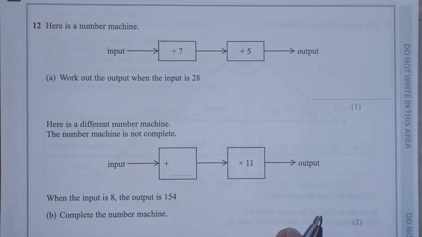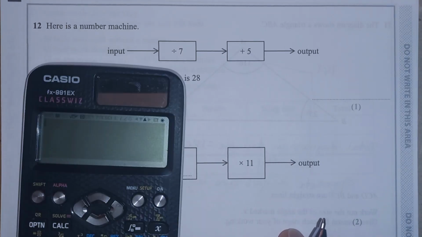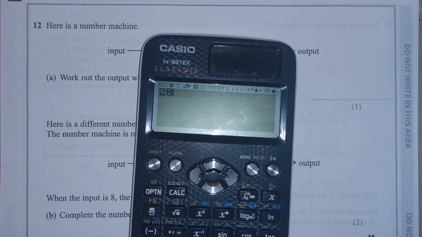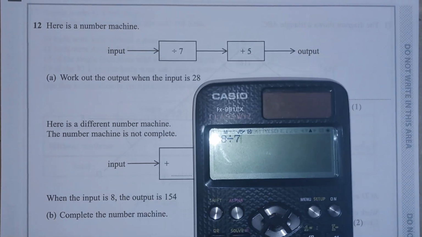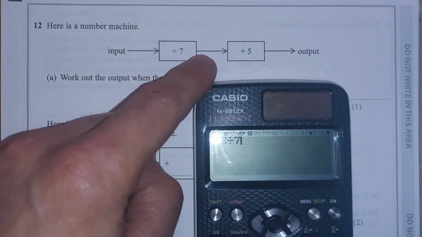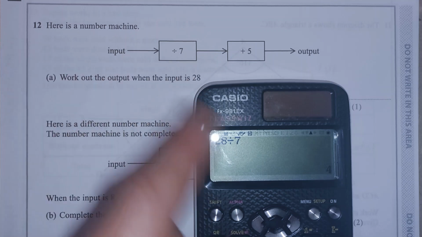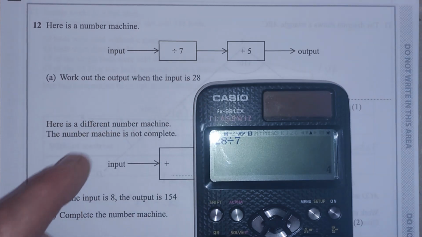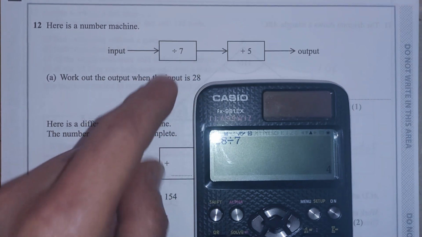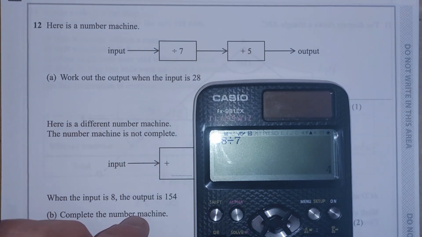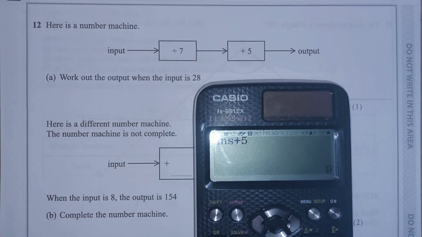So 28 divided by 7. Now, because it's a number machine, you want to put equals after each step. For this question, it doesn't matter, but it's good practice to do that. So we get 4, then we add 5 to it, which gives an answer of 9.